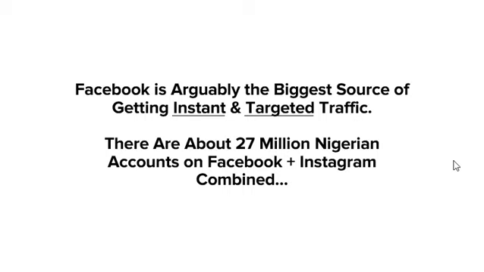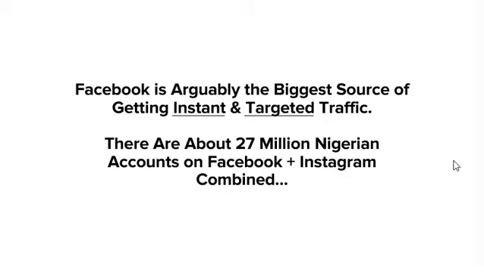I am recording this video in June 2020, and right now, Facebook is arguably the best source of getting a lot of instant and targeted traffic online in the world, at least as at now. This might change later, but right now, Facebook is the best source of getting a lot of targeted traffic. And Facebook is also the owner of Instagram. So when I say Facebook, I'm also referring to Instagram. Facebook bought Instagram some years back, and this gives us access to also run adverts on Instagram. As at the time of creating this video, I believe there are about 27 million Nigerian accounts on both Facebook and Instagram, which is really huge.